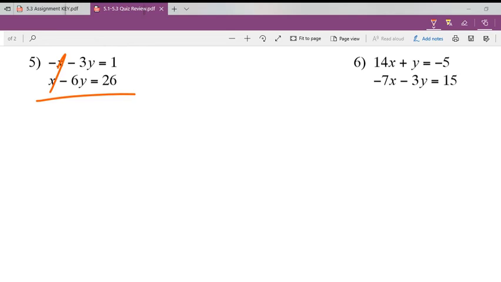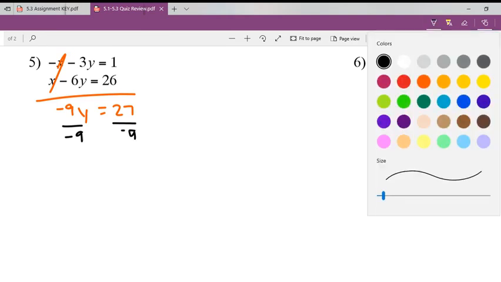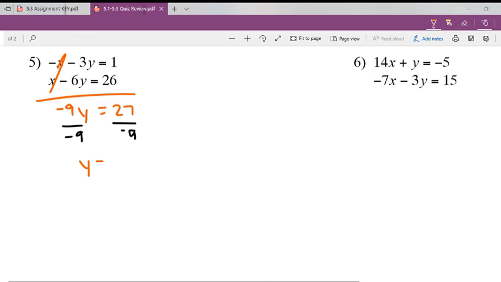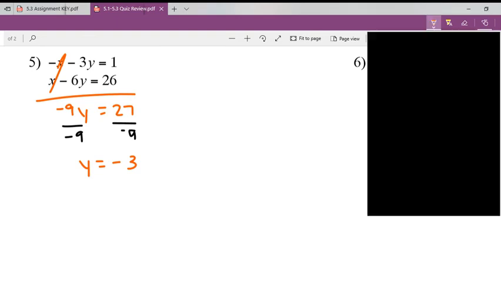Negative 3y minus 6y is going to give you negative 9y. And then 1 and 26 is going to give you 27. Then what would you do? Yeah, divide by negative 9. And we would have y equals a positive divided by a negative is a negative 3, exactly. Now that we know what y is, what can we do with it?